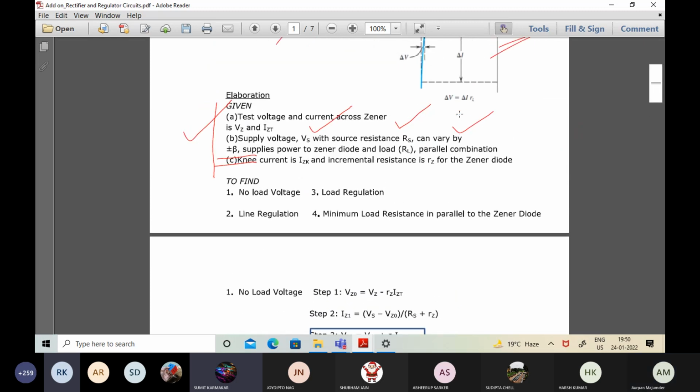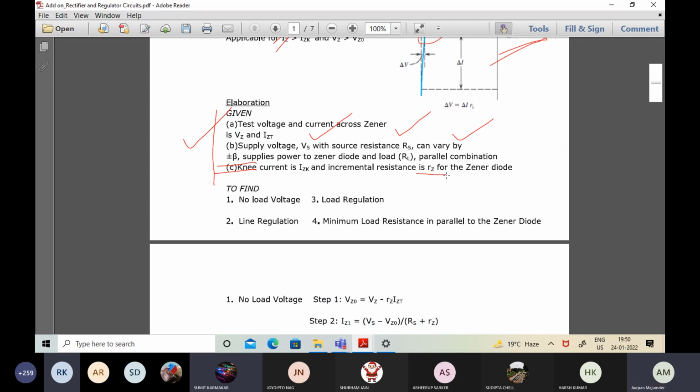So that's it. And the incremental resistance is RZ. So these are the standard given things in any Zener diode application. Okay. Now, what are we interested to find out? Actually, when we take into account Zener regulation, these are the four things which are of practical interest.